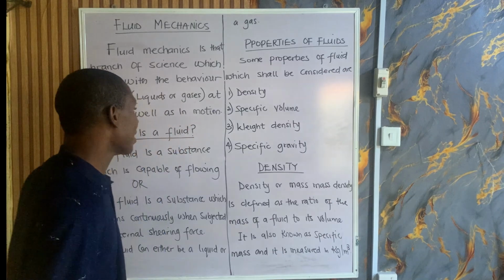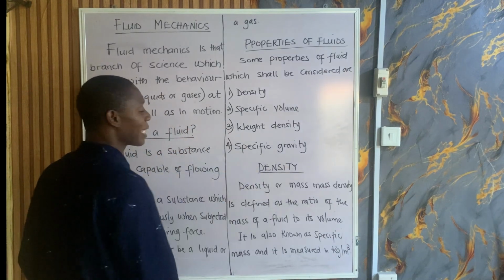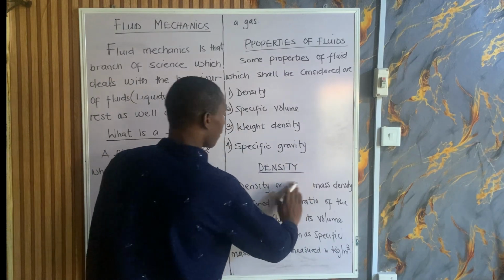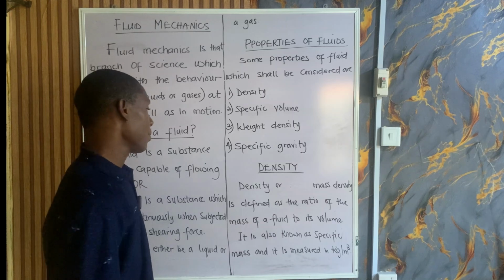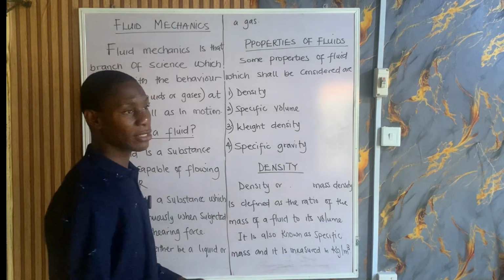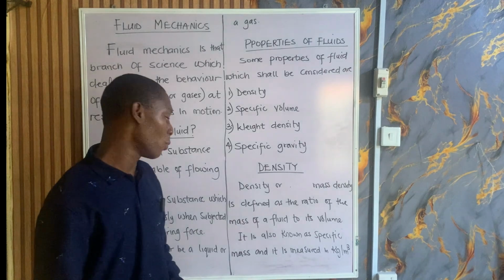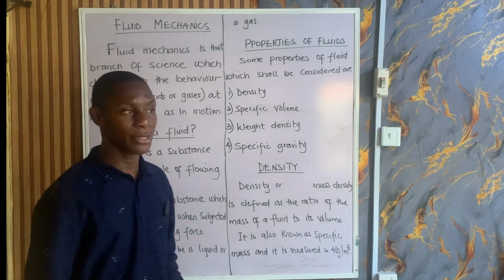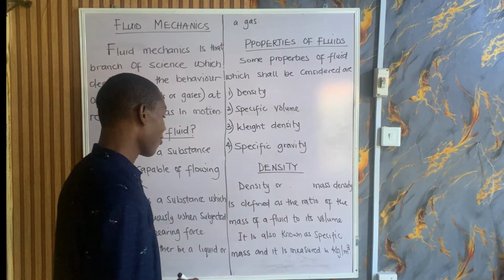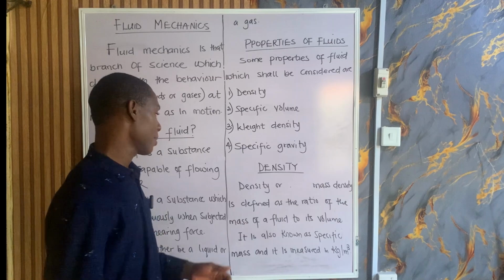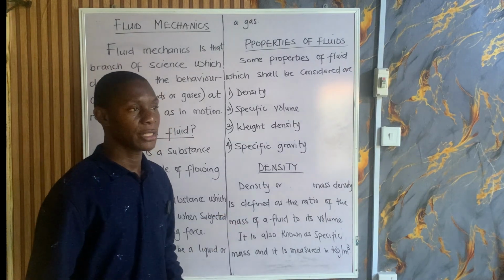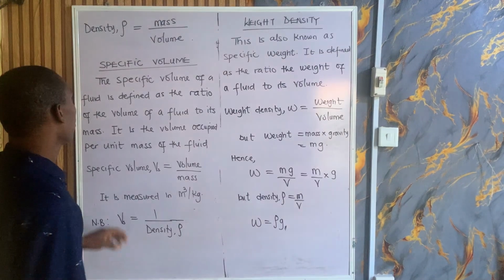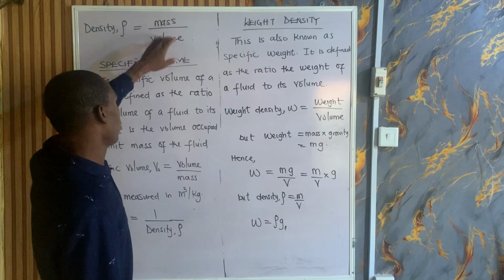So let's look at the very first one now. Density is also known as mass density. Mass density. And so it is defined as the ratio of the mass of a fluid to its volume. It's also known as specific mass. So you can say density, mass density, or specific mass, and it is measured in kilogram per meter cube. So density is mass over volume.